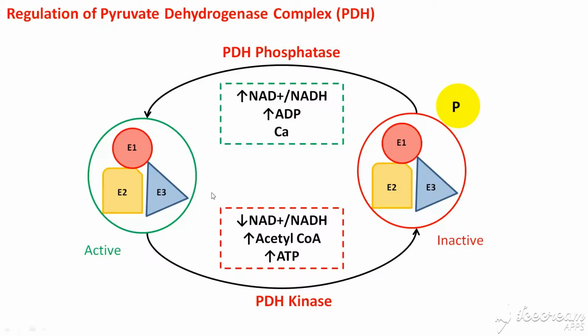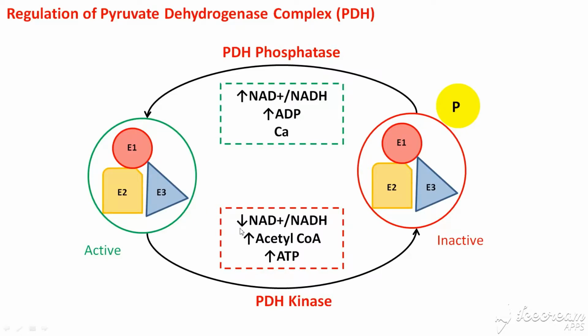So you're going to want to activate the TCA cycle if there's calcium. Calcium indicates muscle contraction, and every time there's muscle contraction, you want to activate the TCA cycle in order to produce more ATP. Now, the exact opposite of that is going to render the pyruvate dehydrogenase complex inactive.